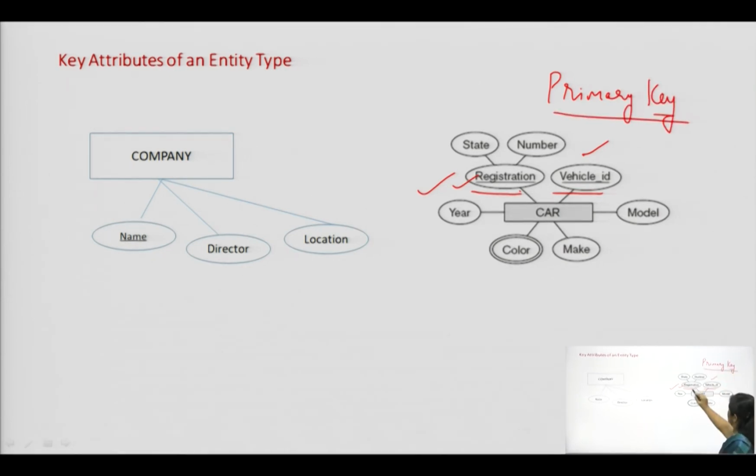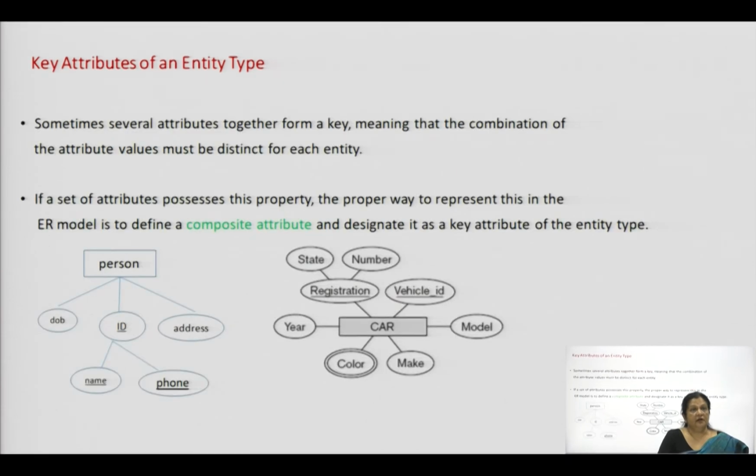Because look, the registration number for every car is going to be unique and the vehicle ID for every car is going to be unique. So, we have two candidates, but then it is either for the database designer or the user to specify which key attribute we will be using as the primary key later.